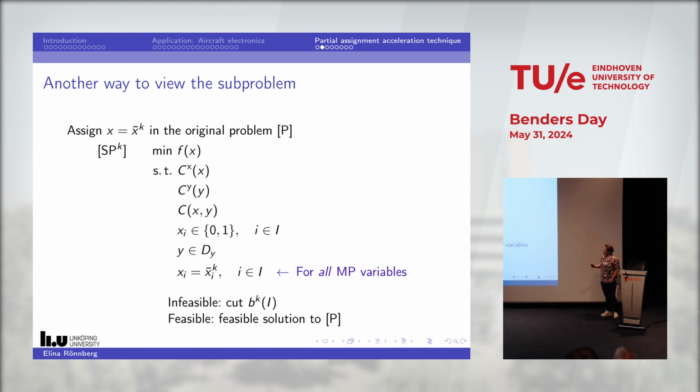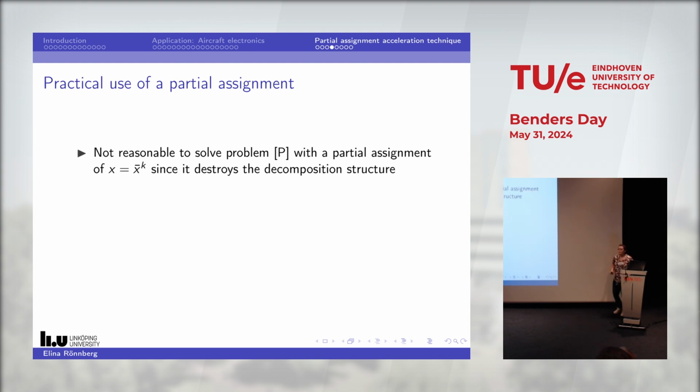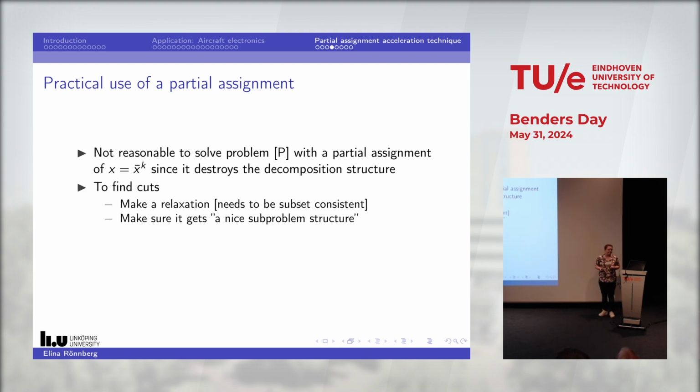What I can do then is to say, if I take a subset instead, then the same thing will hold, like in the cut strengthening. But now I have this as an explicit assignment here. Of course, there was a reason we wanted to do the decomposition in the first place, because if I do it like this, I completely destroy the structure. So we cannot really do this in practice, but it's a starting point.